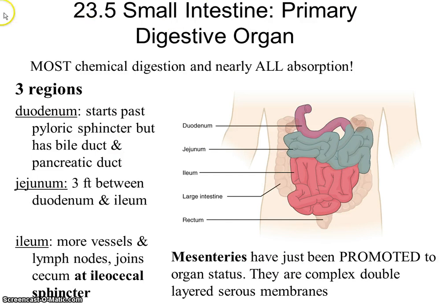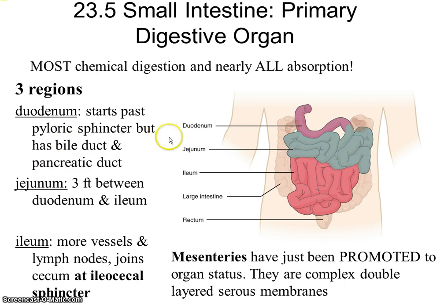So this is really considered our primary digestive organ because we haven't done a whole lot chemically, and we're nowhere near ready for absorption. So this does a lot of the job. Now they've color-coded this for the 3 regions of this very long tube. And so the duodenum is the shortest and it's the first, connecting us to the stomach.